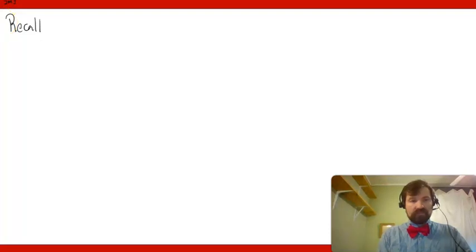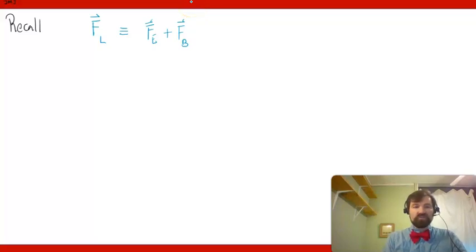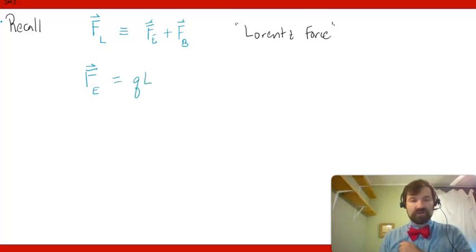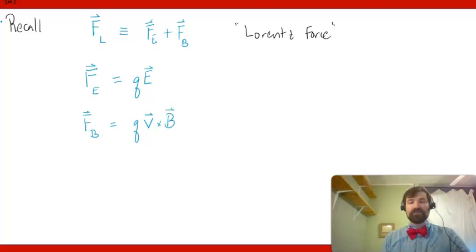So recall that the Lorentz force F sub L is simply defined as the sum of the force from the electric field plus the force from the magnetic field acting on a moving charged particle. We can also recall exactly what these two other forces are. The force from the electric field, of course, is the charge times the electric field strength. The force from the magnetic field acting on that same particle is the charge times the cross product between the velocity vector and the magnetic field.